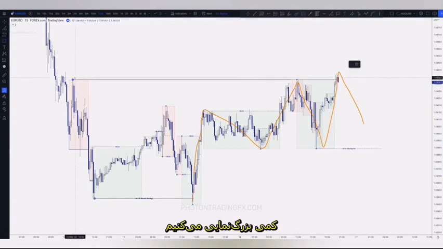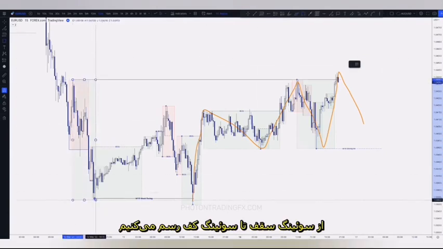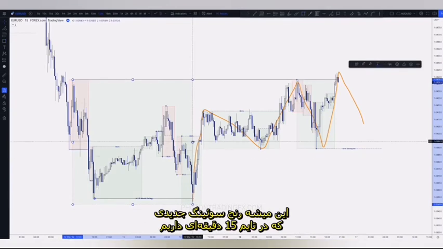So now, if we zoom out a bit, we draw from the swing high down to the swing low, which will actually be the lowest point, right? That then went to break on that high.